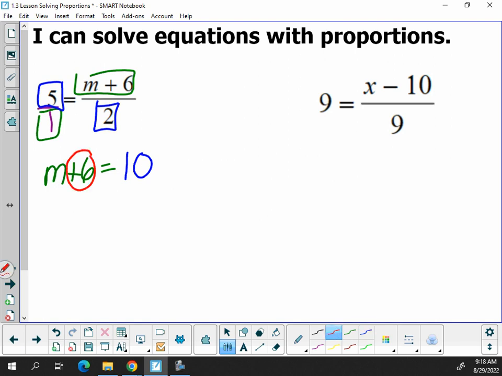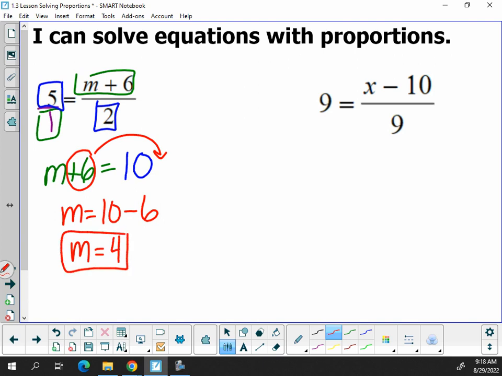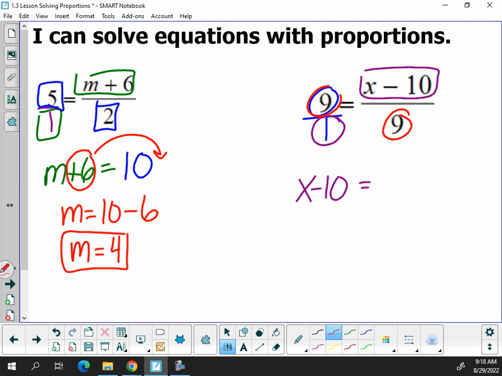And so now I can take this positive 6 and move it over here, and it switches its sign, and I get m to be 4. So this problem looked different, but I'm treating it the same. Here I have 9. I want to make it a fraction, so I'm going to divide it by 1. And so I can do 1 times x minus 10. 1 times anything keeps that thing the same. And then I have 9 times 9.